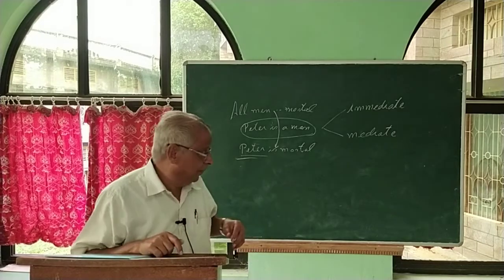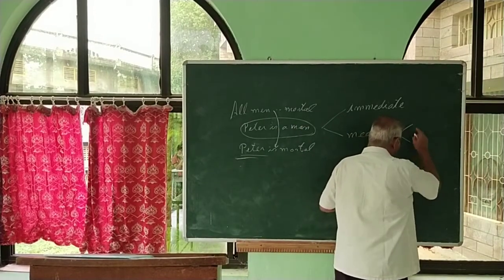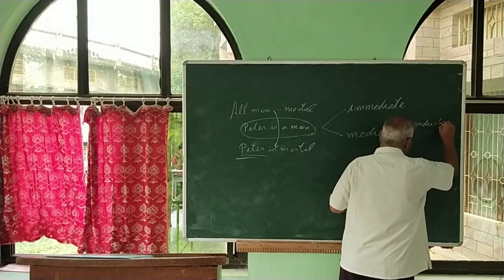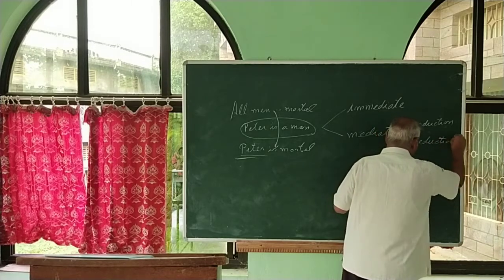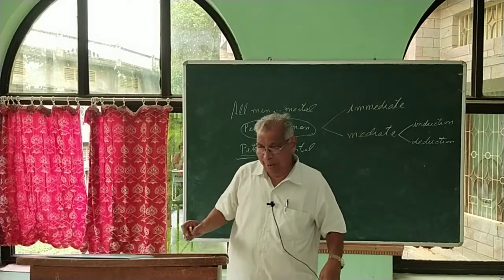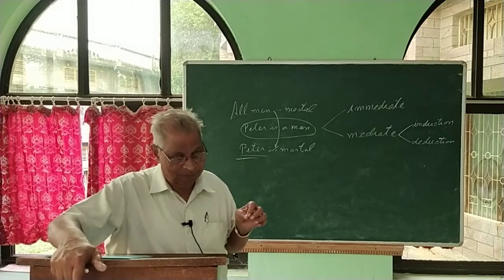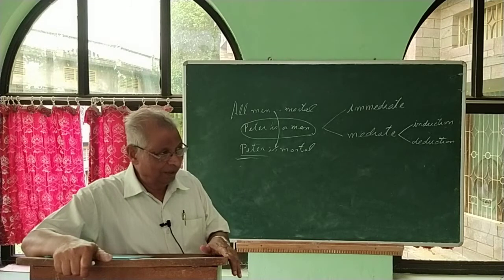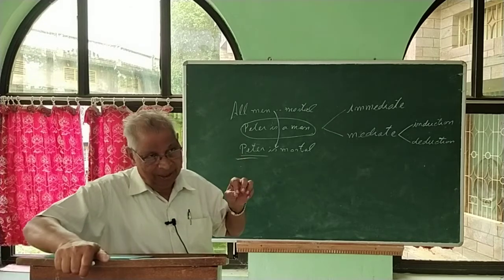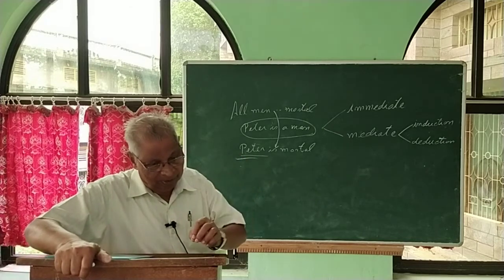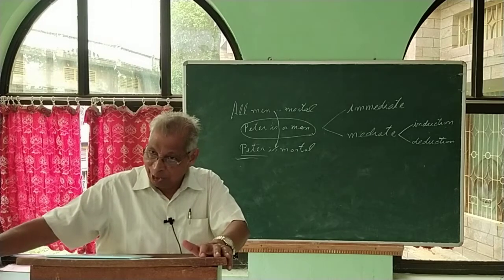Now, mediate inference can be either induction or deduction. That also we have clarified, but again we are clarifying not because the first clarification was wrong, but because the first clarification may have been forgotten. So what is induction? Induction is inferring a truth, a particular truth from a general truth. From a universal truth, I arrive at a particular truth.